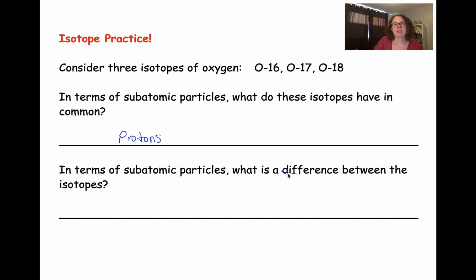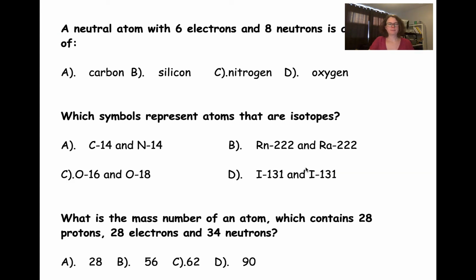In terms of subatomic particles, what is the difference between the isotopes? And here that's going to be neutrons. Right, we can add some neutrons into our nucleus. As long as the protons are the same, we still have oxygen. And we can do a couple of practice Regents questions here with this type of idea.